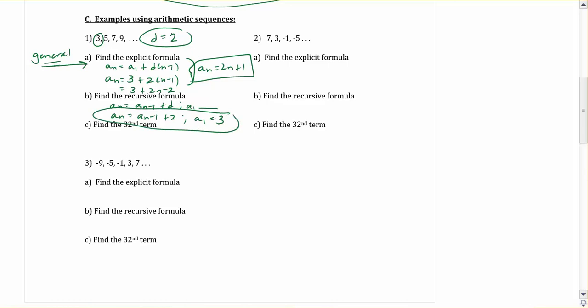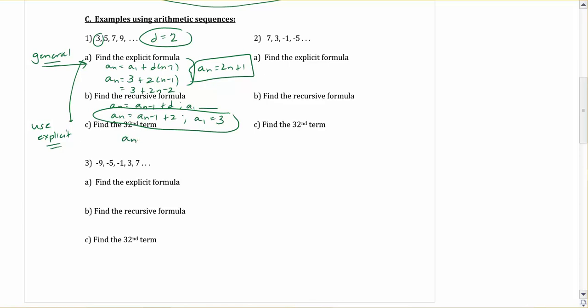We're not going to apply the recursive formula in today's lesson, but we will in the future. So you really need to know how to find it so we'll be able to figure out problems using the recursive formula. All right? Now, part C says find the 32nd term. In order to find the 32nd term, that is a future term. So future term means I'm going to use the explicit formula that I found in part A, and I'm going to use that to find the 32nd term.